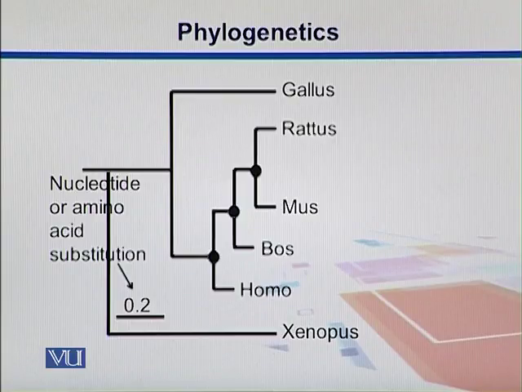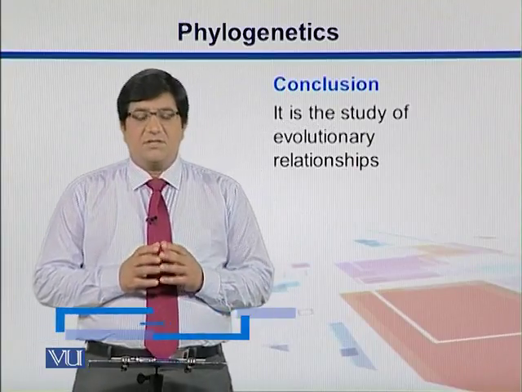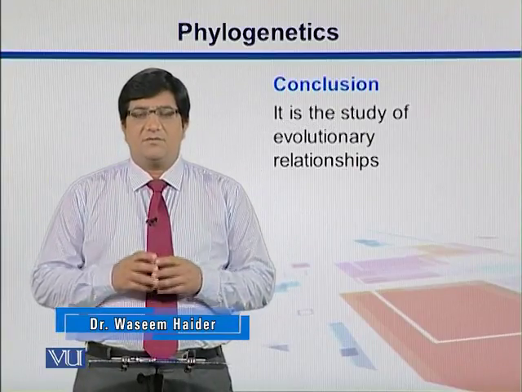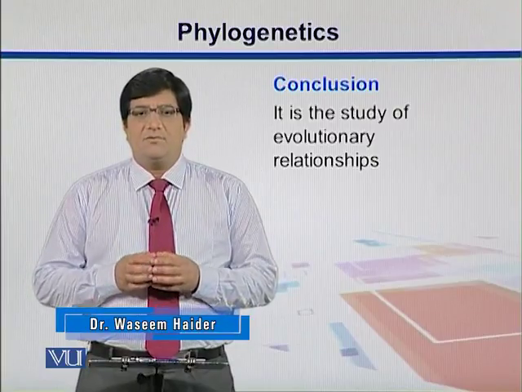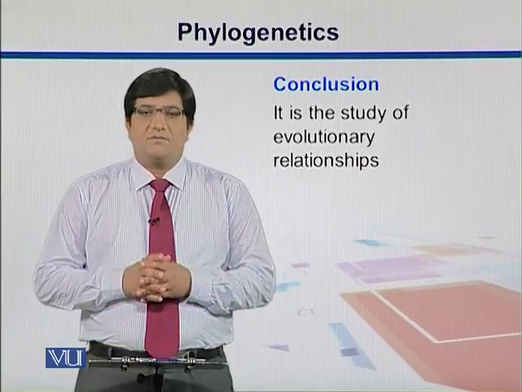Sometimes on the trees you will find some numbers. Here it represents the nucleotide or amino acid substitution rate. So we see that phylogenetics is the study of evolutionary relationships, and in phylogenetics we try to infer evolutionary relationships among organisms using different phylogenetic trees.